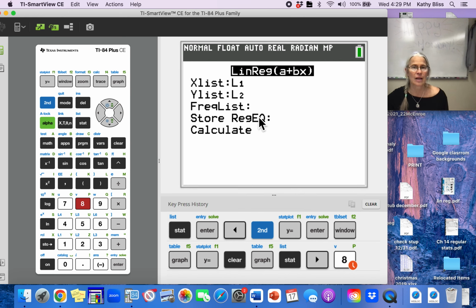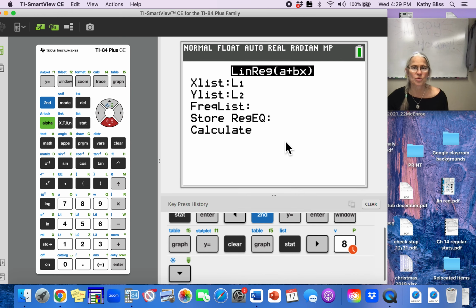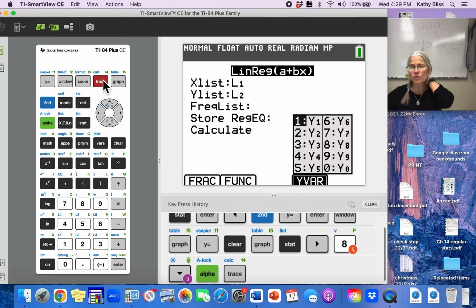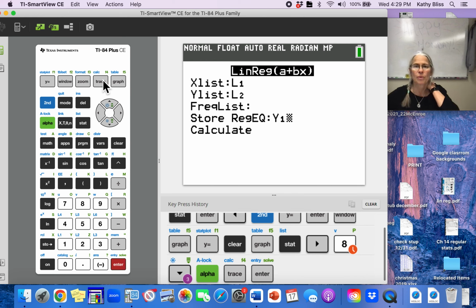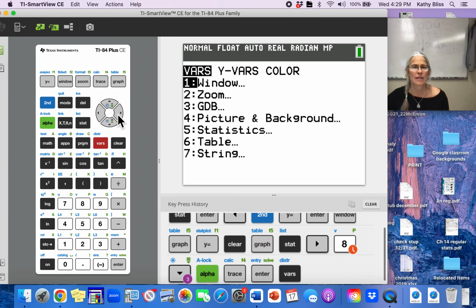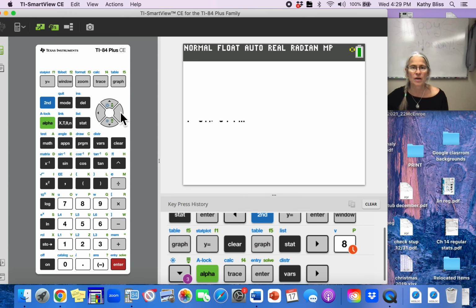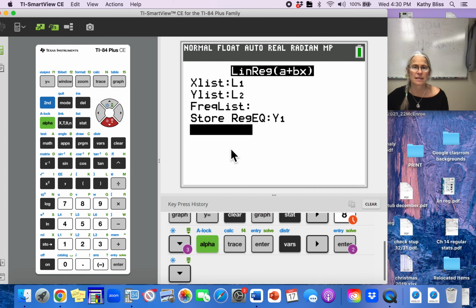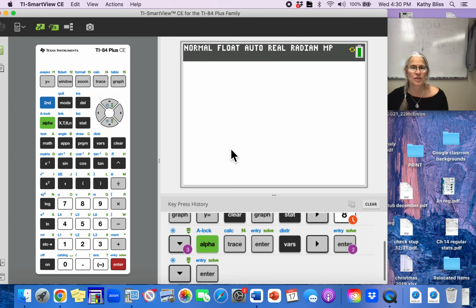I've got my data in L1 and L2, and I'm going to store my regression equation. And remember, the shortcut to do that is alpha F4, unless you have an older calculator. So I'm going to do Y1 there. If you have an older calculator, it's vars, and then you go to yvars, function Y1, okay? So that's the other way to do it. And then I hit calculate, and now I have my regression equation.